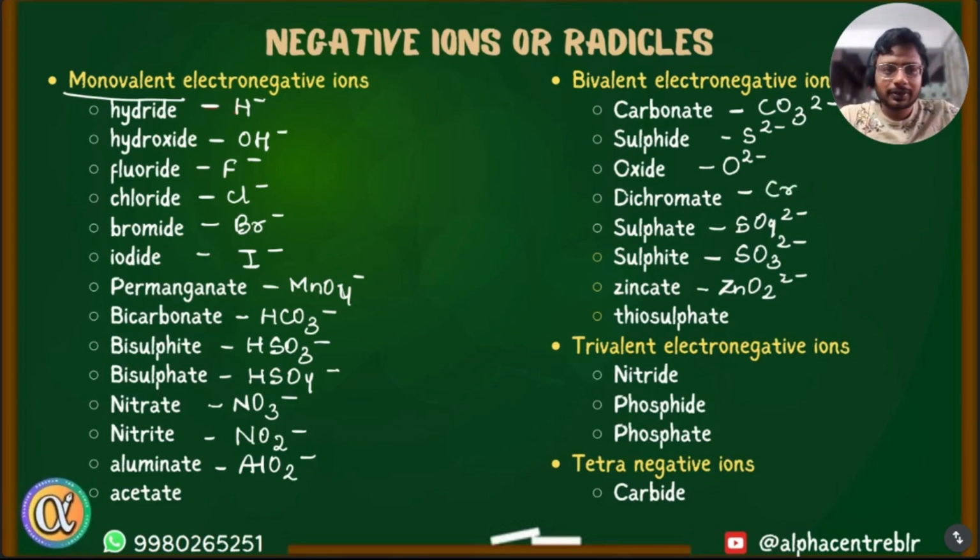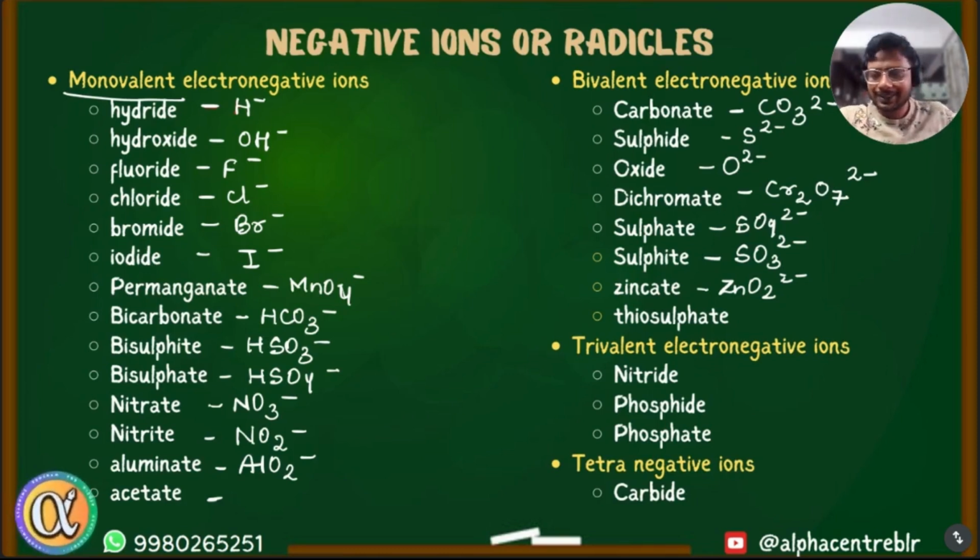Cr2O7 2 minus, I think. Dichromate is Cr2O7, 2 chromium and 7 oxygen, with the 2 minus sign. Okay, we left acetate over here. Familiar with acetate? Can I try? I read in one of the books. I'm not sure if it's right.